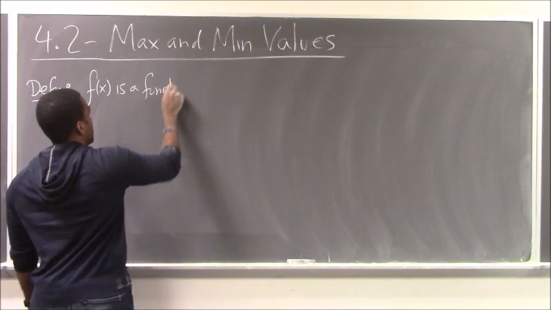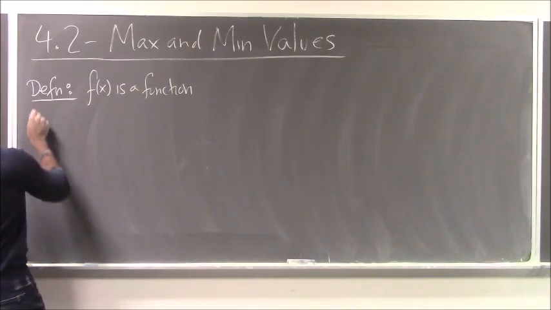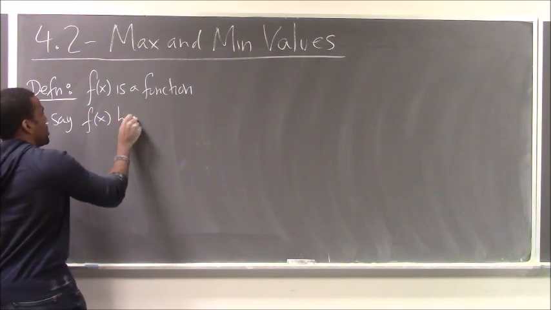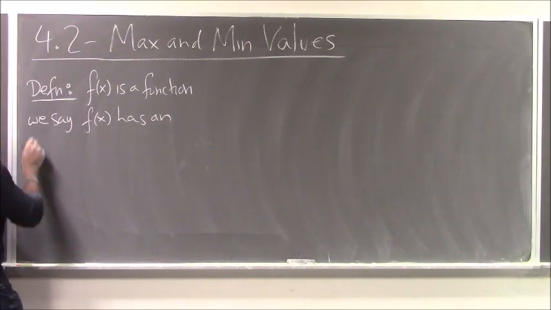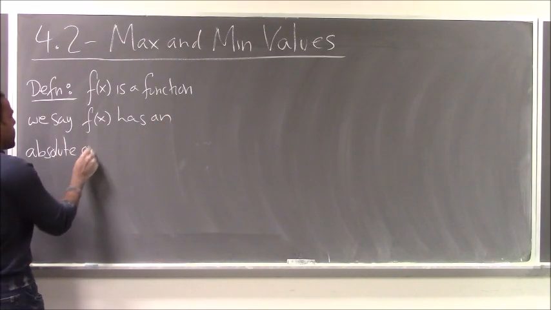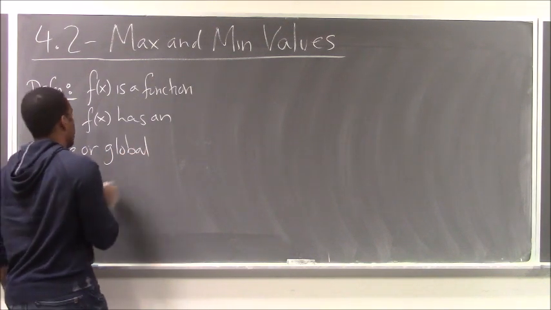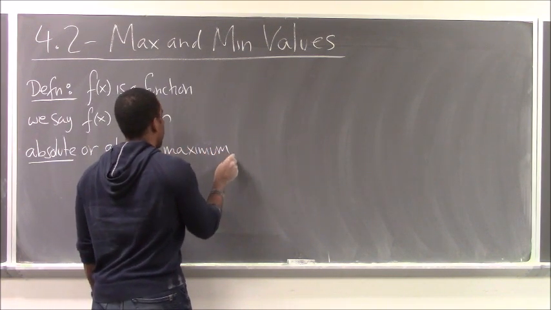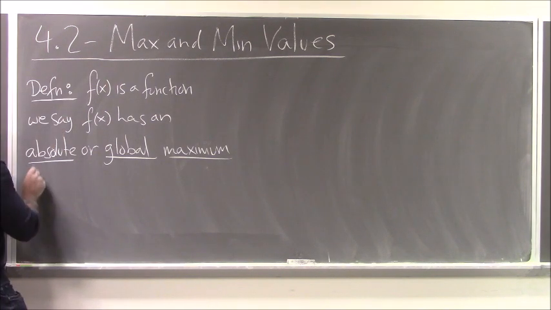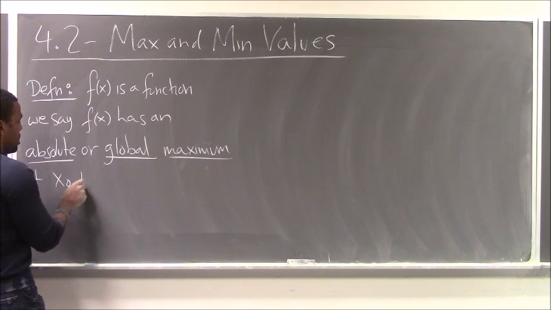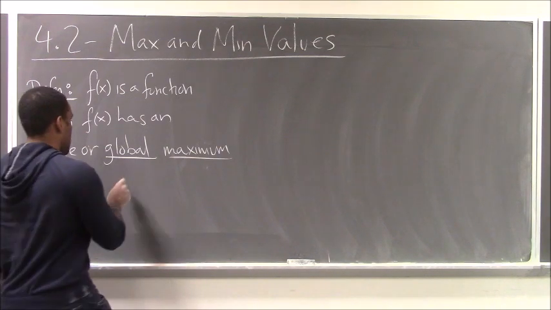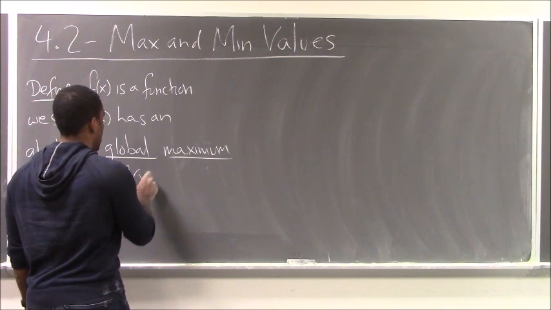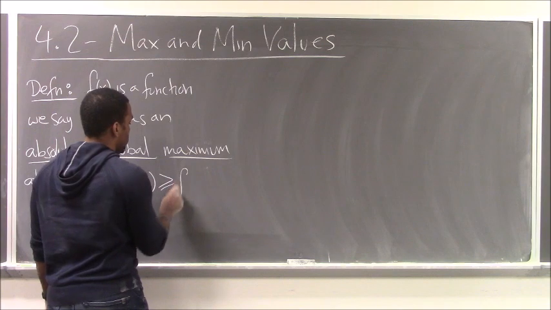f of x is a function. We say f of x has an absolute or global maximum at x naught if f of x naught is greater than or equal to f of x.